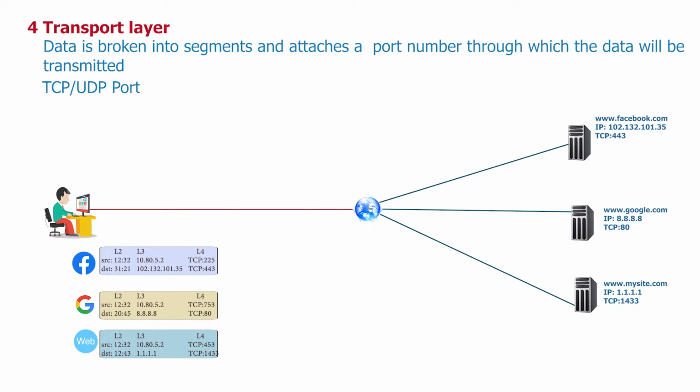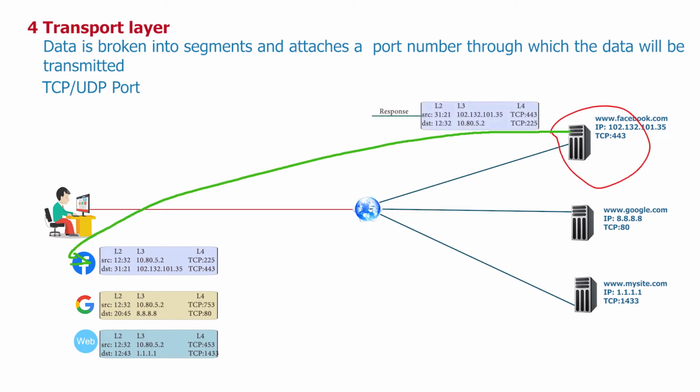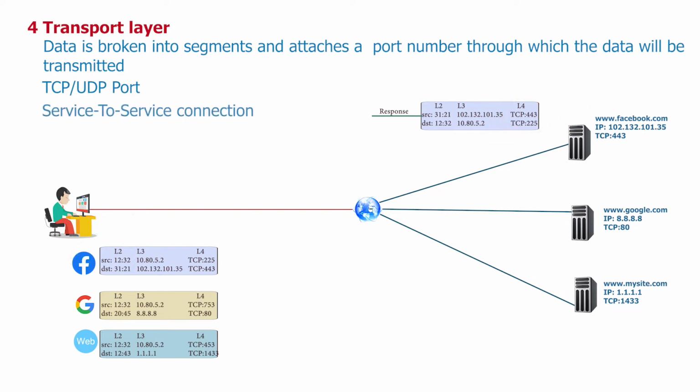So, for a successful response from this server to the right application, which is the Facebook application, the layer 4 header, which is the source port number that this application used in establishing the connection, will then be attached here as the destination port number. This is usually called service-to-service connection. This layer also carries out flow control, meaning sending data at a rate that matches the connection speed of the receiving device, and also carries out error control, which means checking if data was received correctly and if not, requesting it again.